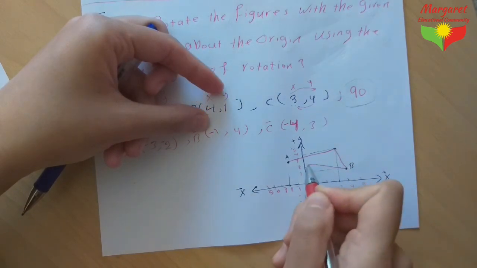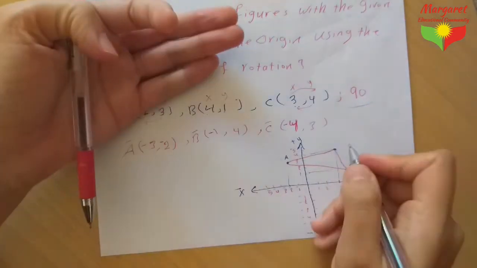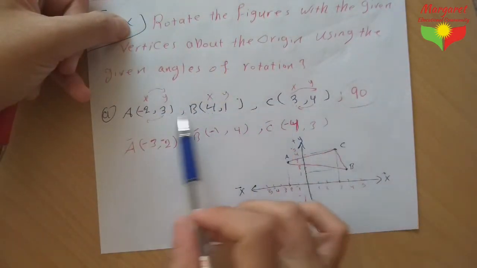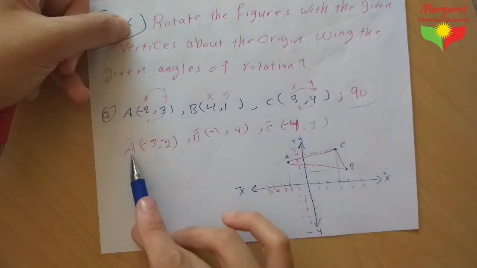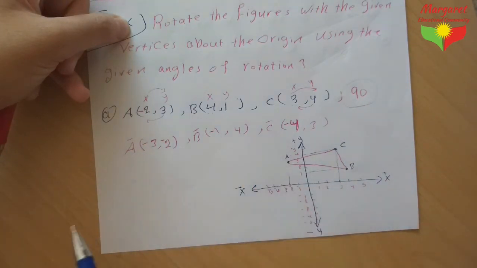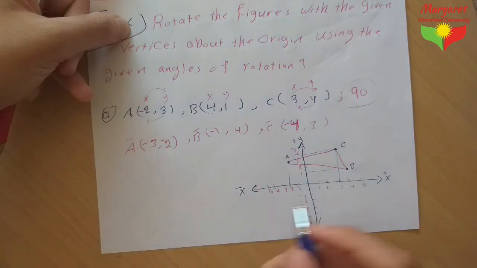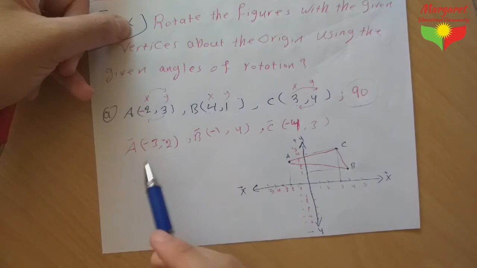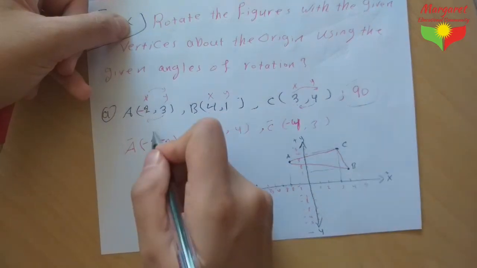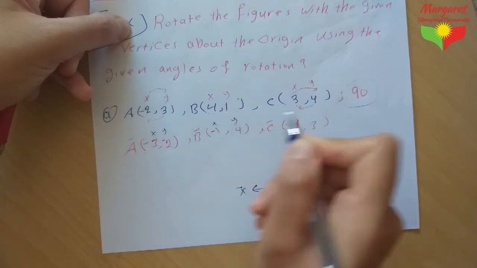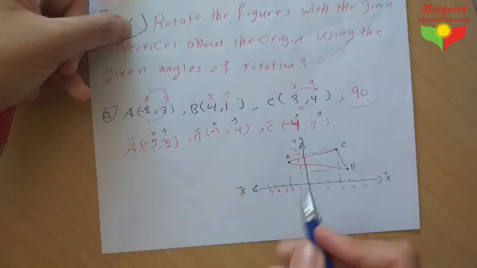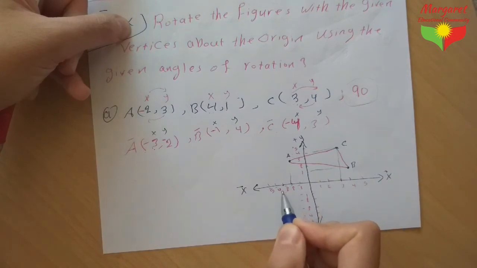After that, you must draw the vertices A prime, B prime, C prime. A prime is minus 3, minus 2. Minus 3 from the X axis and minus 2 from the Y axis is here, it is A prime.